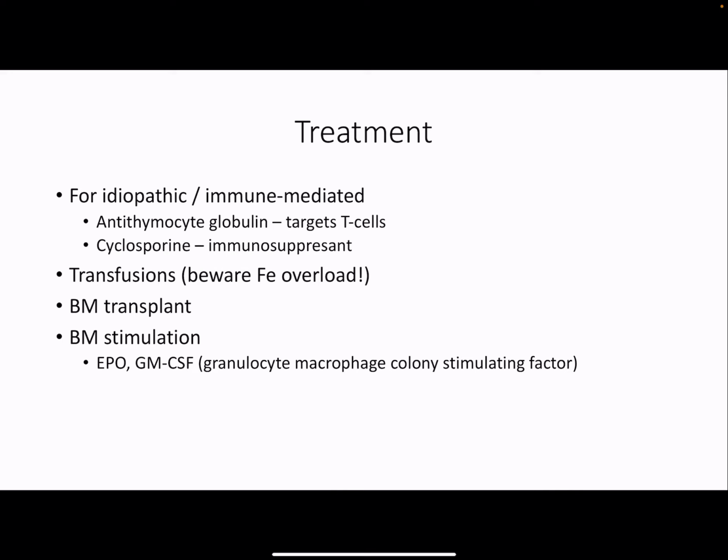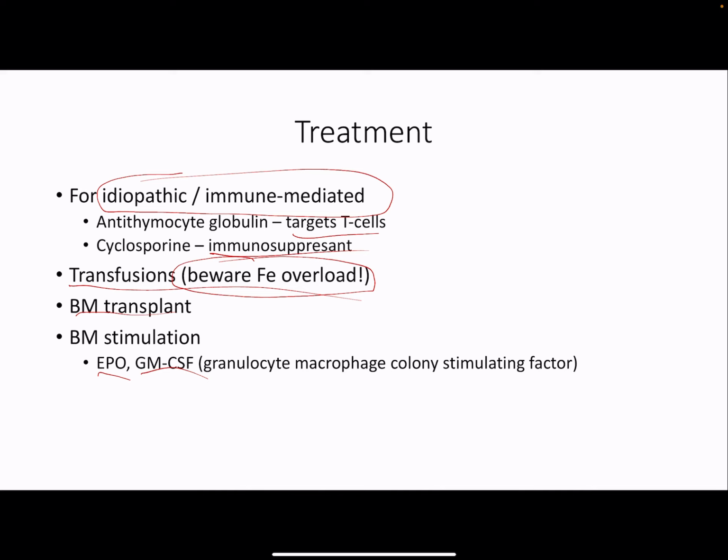causing aplastic anemia. So the treatment, this mostly works for the idiopathic immune-related, but anti-thymocyte globulin targets the T cells, and then the immunosuppressant. But then you could just give somebody transfusions. Again, whenever you have transfusions, you should be aware of getting in more iron than your body can excrete. Again, it's kind of difficult to excrete iron. Bone marrow transplants, and then bone marrow stimulation: erythropoietin, granulocyte macrophage colony stimulating factor.